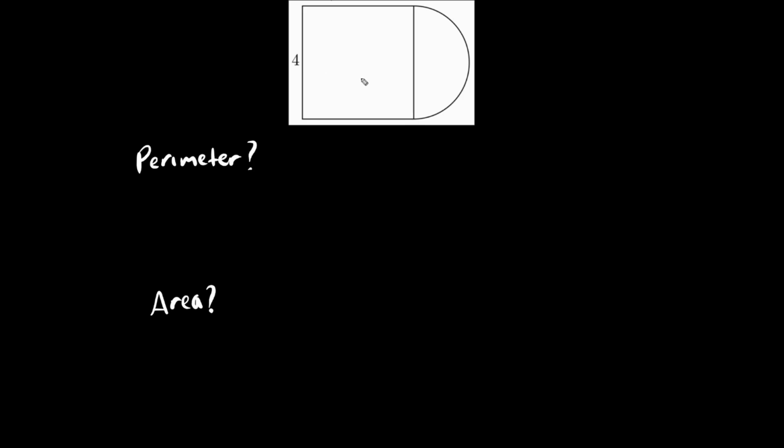Let's find the perimeter of this giant shape. We have a square, 4, 4, and 4, and the diameter is 4. So that means the radius, which is halfway, must be 2.